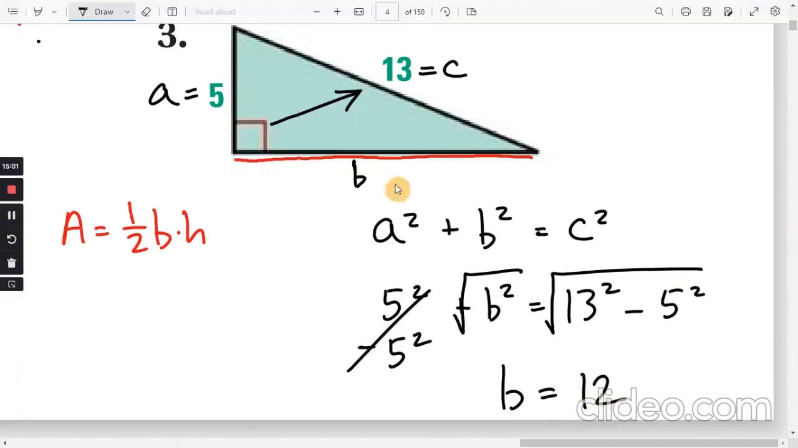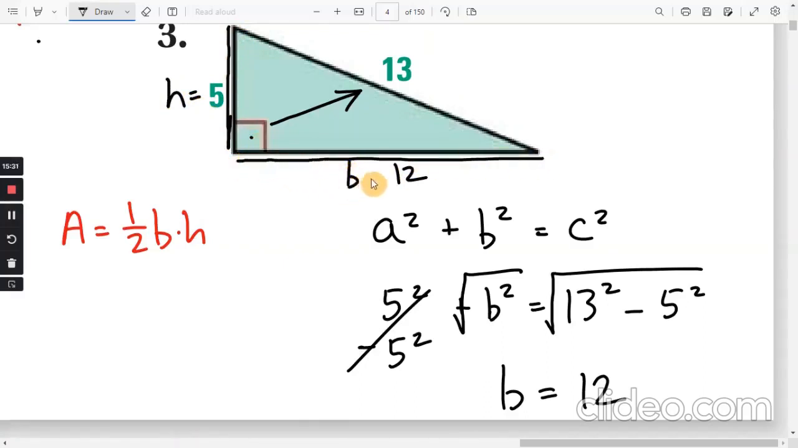So this side length here equals 12. And now we can do the area formula. We said the base and the height are always perpendicular to each other, and we said the base is any side. Well, we have this height right here. So that's going to be my height h, and it's perpendicular to this side right here. So that's going to be my base b.